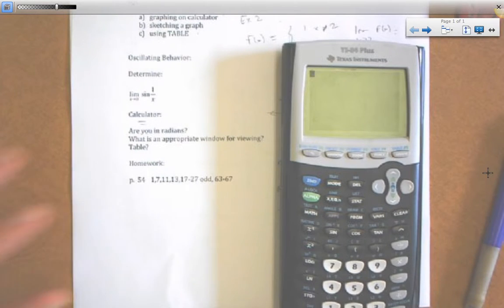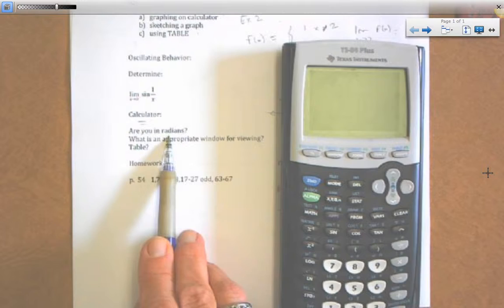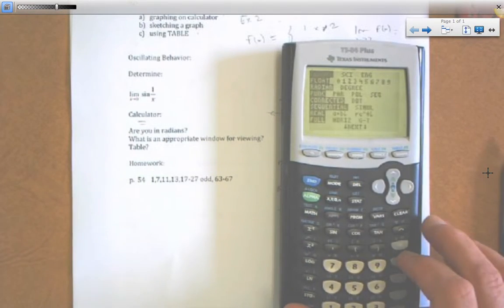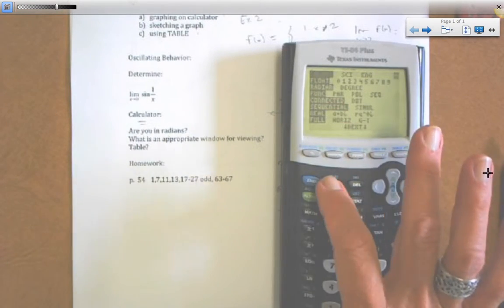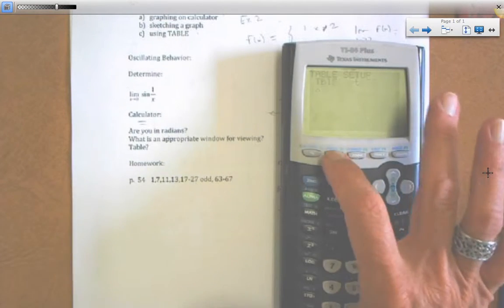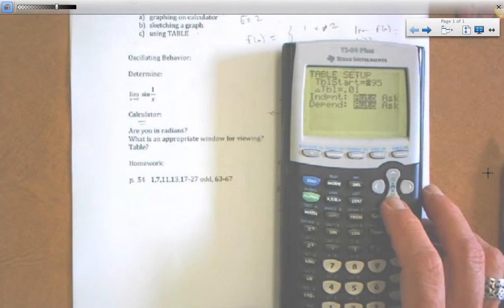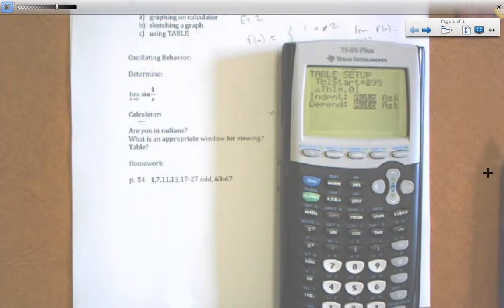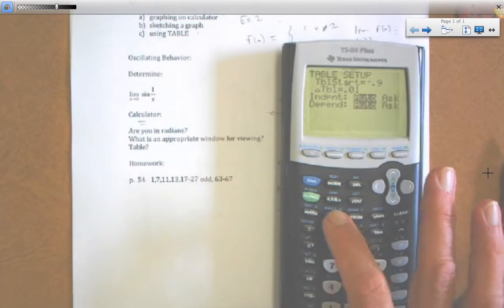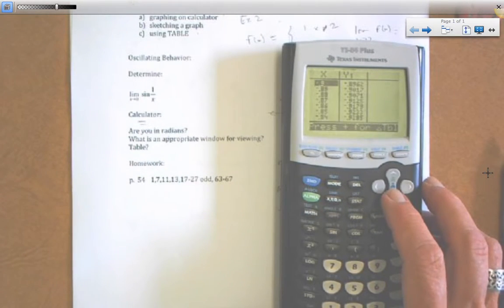Now before you start using your table, you have to check to see if your calculator's in radians. So let's check our mode. It is in radian mode. Then I can set my table. I'm going to see what happens on either side of 0, so let's start at negative 0.9 and increment by 0.01. And let's look at our table.